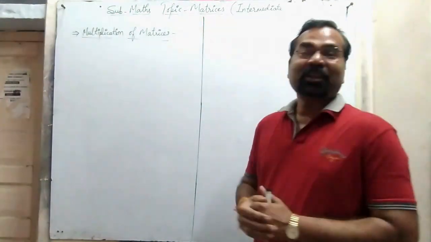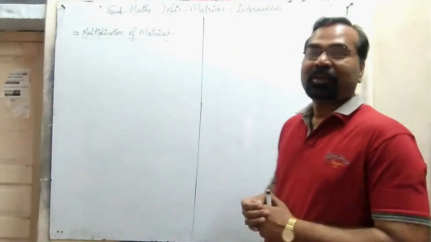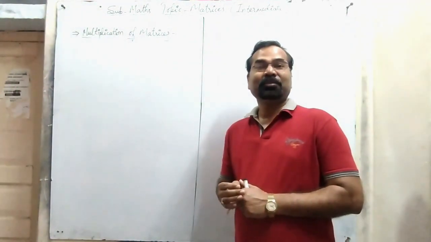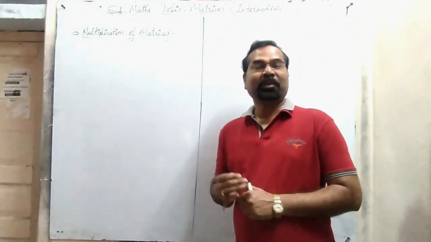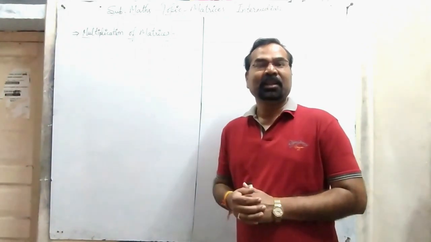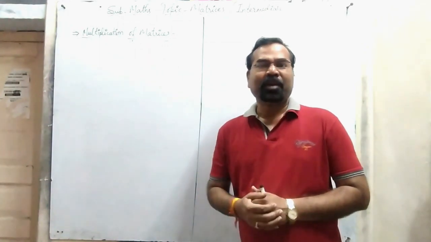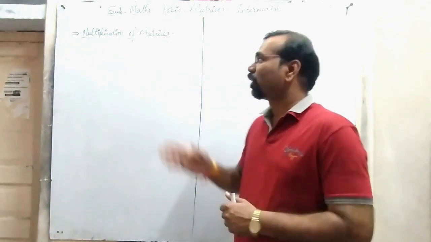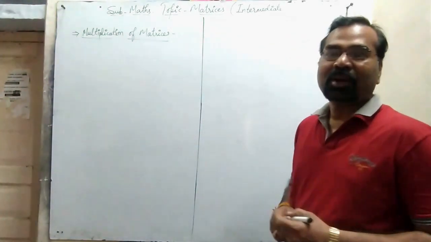Okay. The first one is the rectangular matrix, the second one is a square matrix, the third one is an upper triangular matrix, the fourth one is a lower triangular matrix, then the zero matrix or null matrix. So many types of matrices we have already discussed. Now today we have to discuss the multiplication of a matrix.